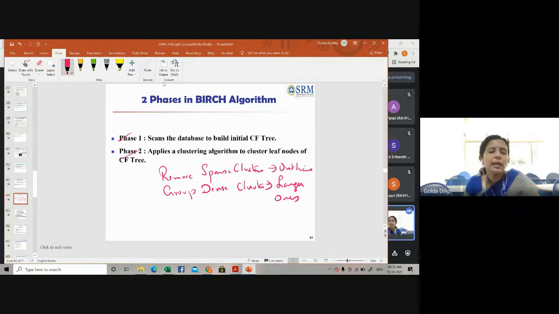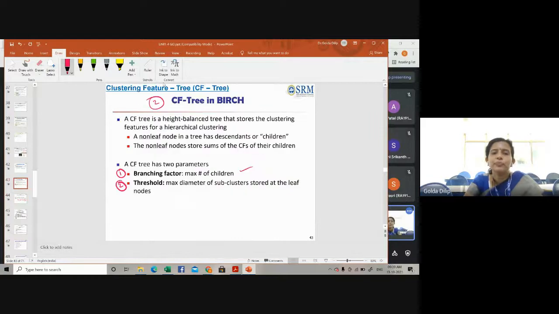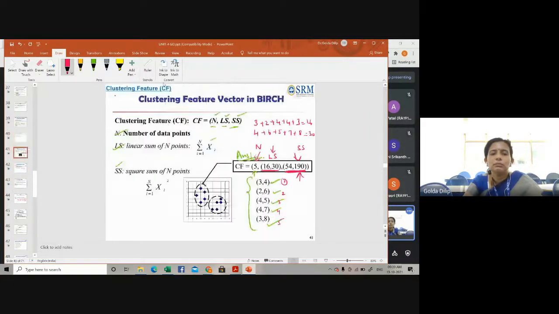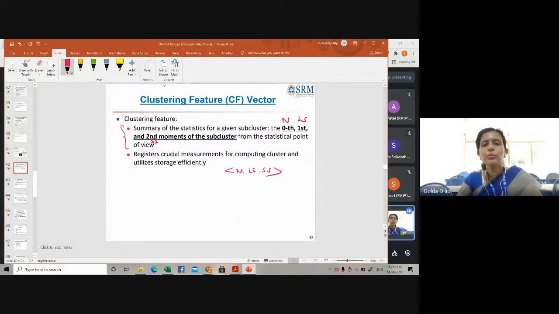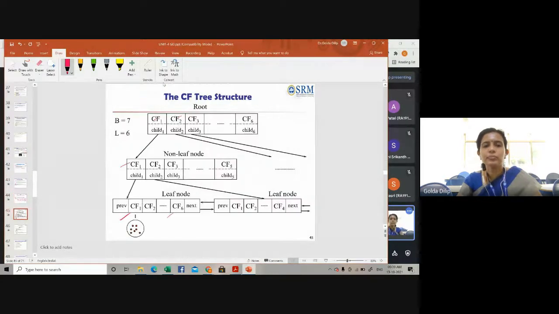Okay, so that's the main advantage of this. Now if you look into the CF tree, these are the two phases which we are right now looking into, phase 1 and phase 2. This CF tree, the clustering feature tree, is dynamically built as the objects are getting inserted. Objects will get inserted into the closest leaf entry, just like your B plus tree.